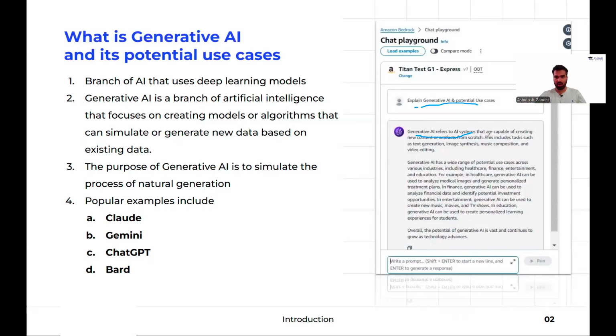content or artifacts from scratch. It includes tasks like text generation, image synthesis, music composition, and video editing. So it uses deep learning models like we saw in the previous section. It is a branch of artificial intelligence that focuses on creating models or algorithms that can simulate or generate new data, simulating the process of natural generation. Some of the popular examples include Claude, Gemini, ChatGPT, and Bard.